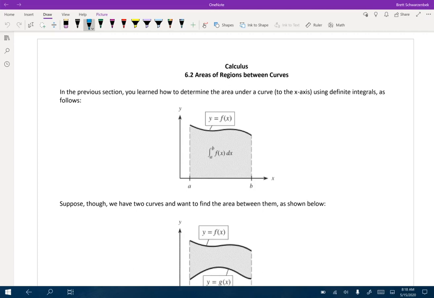This is the 6-2 notes for Calculus 1. So far, in Chapter 5, we talked mainly about the concept of area under a curve.